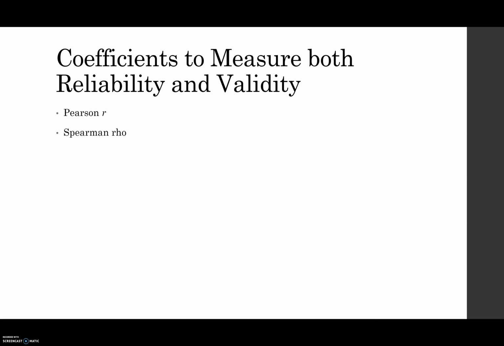There are 2 main statistical tests or formulas used for measuring both reliability and validity. The first is known as the Pearson r, used with interval or ratio data. The second is the Spearman rho, used with ordinal, level, or ranked data.